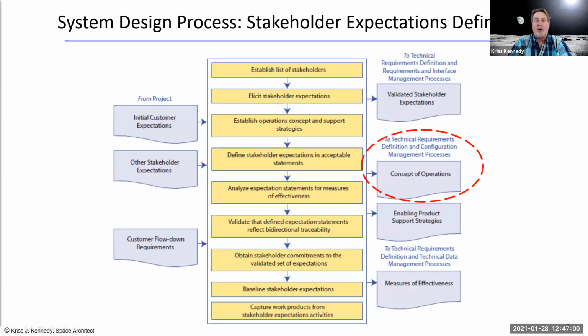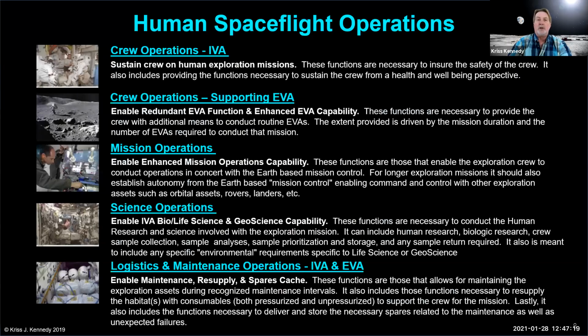I briefed this previously in the lecture on stakeholders' expectations, and it is one of the outcomes where you do your knowledge capture of the stakeholders' expectations and those derived or allocated requirements. So again, when you talk about concept of operations, think about the human spaceflight operations, those five areas we talked about previously: the crew operations internal to the spacecraft, the external crew operations or EVA, the mission operations, the science operations, and logistics and maintenance.